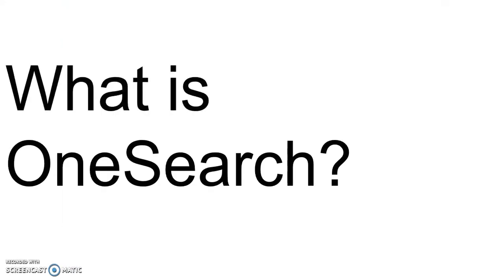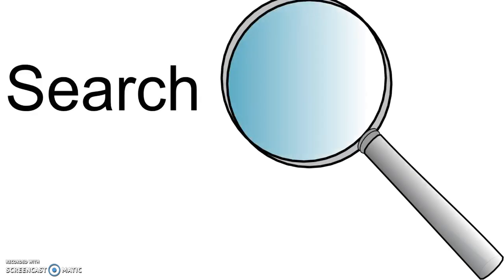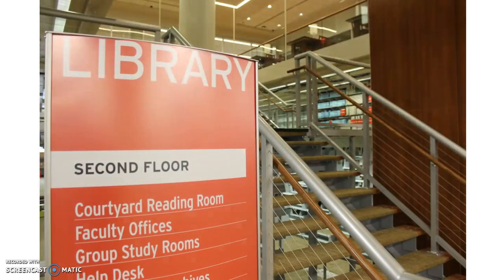What is OneSearch? OneSearch is the library's all-in-one search tool provided by CUNY. It allows for the simultaneous search of multiple searchable resources. In other words, OneSearch lets you search for almost everything the library has available to you.